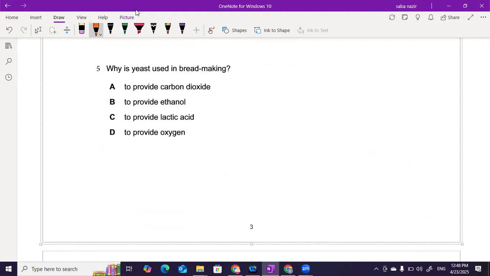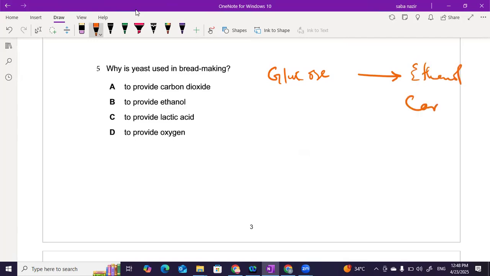Yeast is a microorganism and it respires anaerobically. And when it respires anaerobically, it makes two products. One is ethanol and the other is carbon dioxide. Right? So ethanol is a kind of alcohol. For now, just leave it. If we concentrate on carbon dioxide, it is a gas.